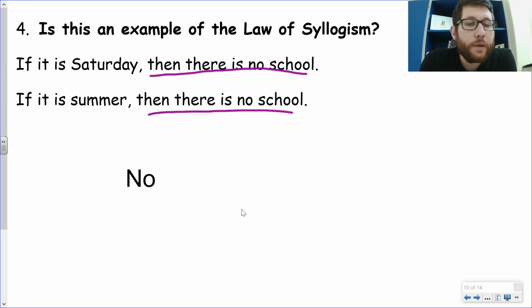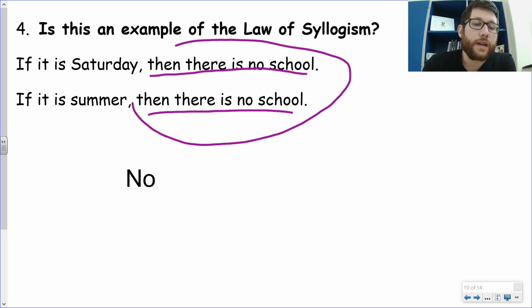Why? Well, because it would have to say if there is no school and then some other statement. You could say if there is no school, then I don't have to turn in homework or something like that. And so if it's Saturday, then I don't have to turn in homework. That would be an example. But notice here, both of these guys are in the conclusion. I need 1 in the hypothesis with the if statement, 1 in the conclusion.